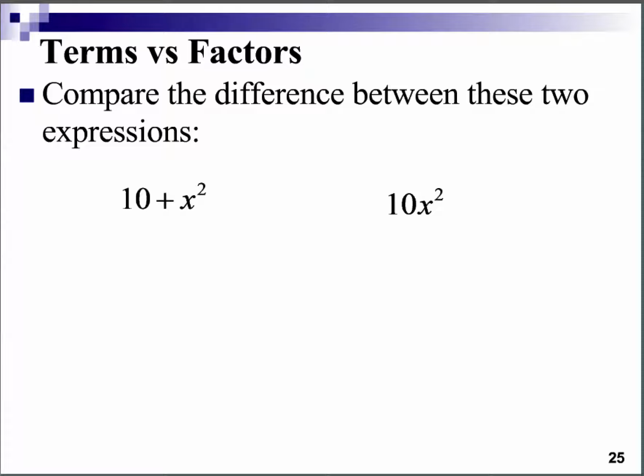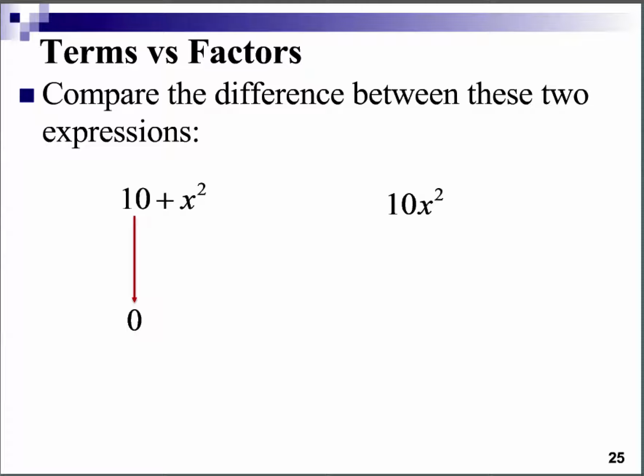Before we get into more complicated examples, we need to stop and make sure we understand the difference between a term and a factor. So I have two expressions here. On the left, 10 plus x squared, and on the right, 10x squared. If we were to take the derivative of 10 plus x squared, the derivative of 10 is 0 because 10 is a constant here. It is a term all by itself.